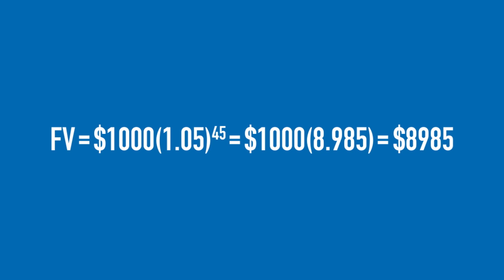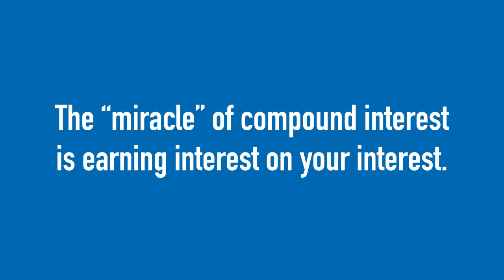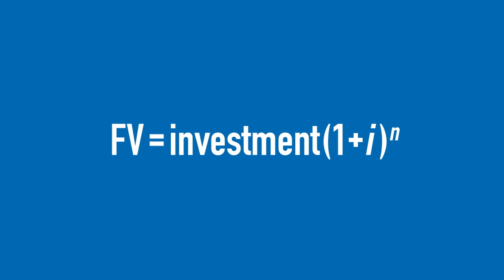Of course, the original investment would be $1,000. The other $7,985 is interest that you accumulated by leaving that $1,000 investment in for 45 years. This is sometimes referred to as the miracle of compound interest. So the future value is always equal to the amount you invest times 1 plus I raised to the nth power, where n is the number of years.